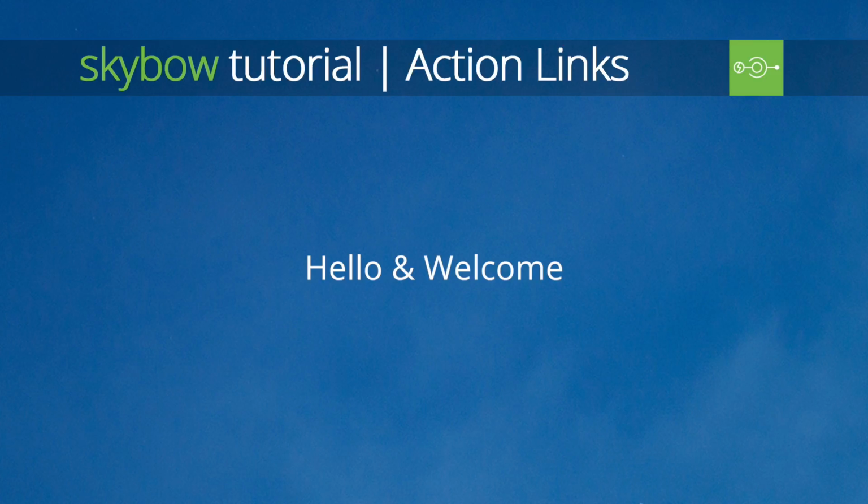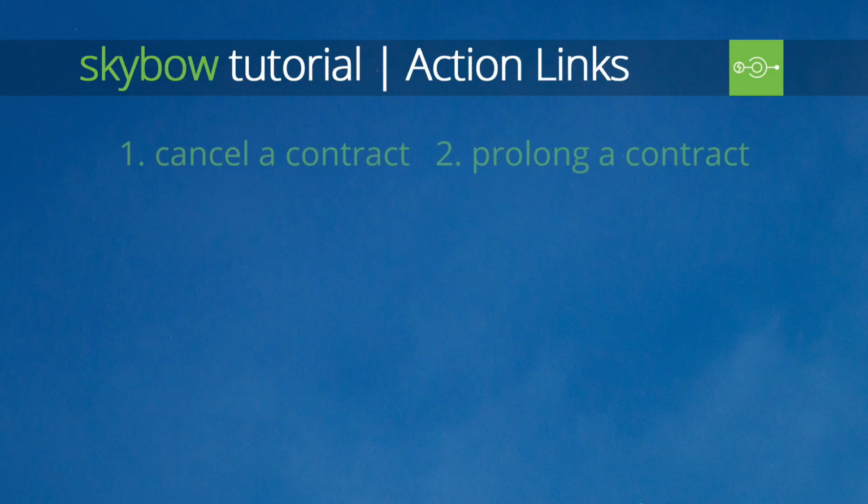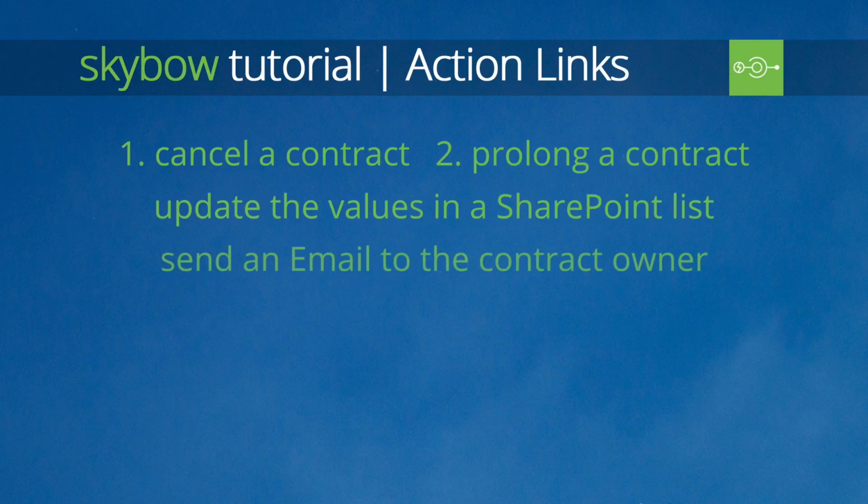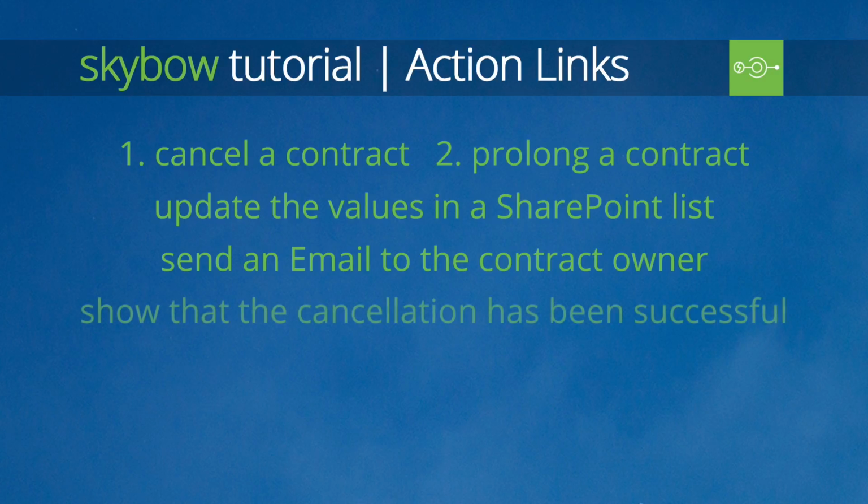In our contract management solution in SharePoint, we need two actions: to cancel a contract and to prolong a contract. During the contract cancellation, we need to update the values in a SharePoint list. Then, we need to send an email to the contract owner. We need to visually show the user that the cancellation has been successful.